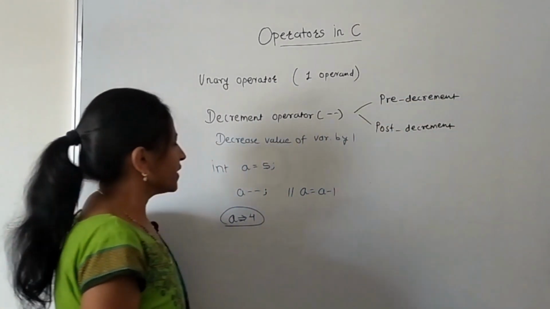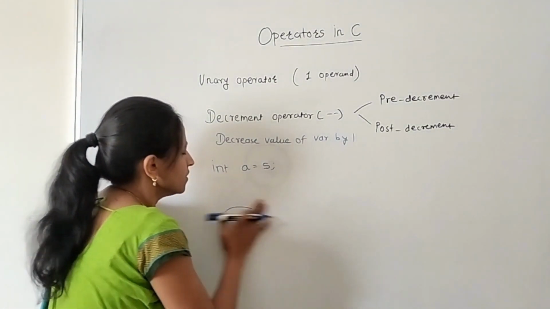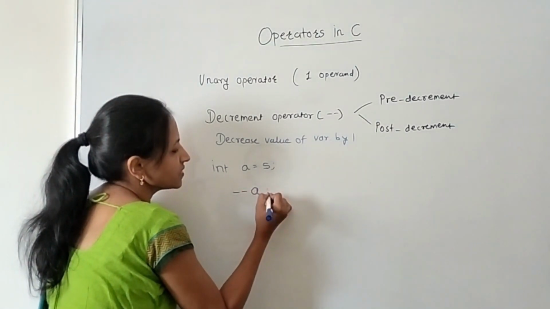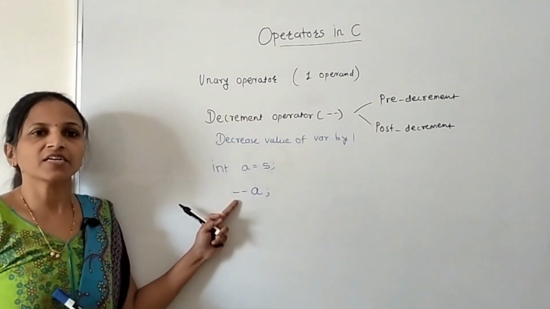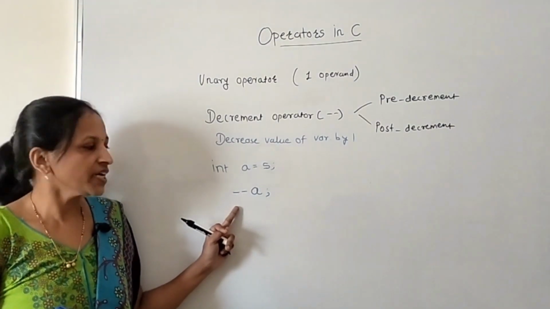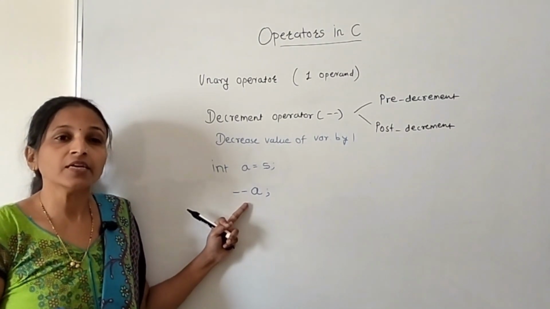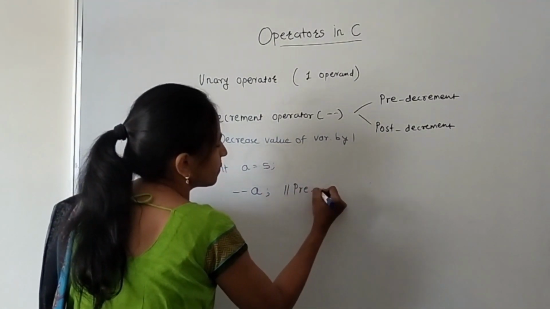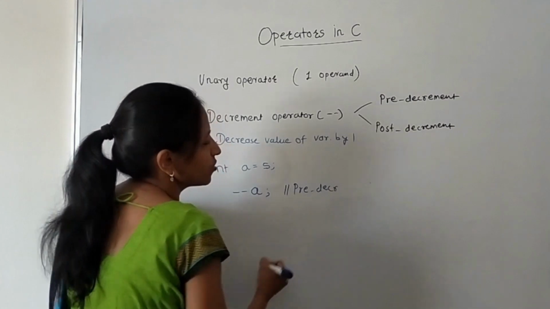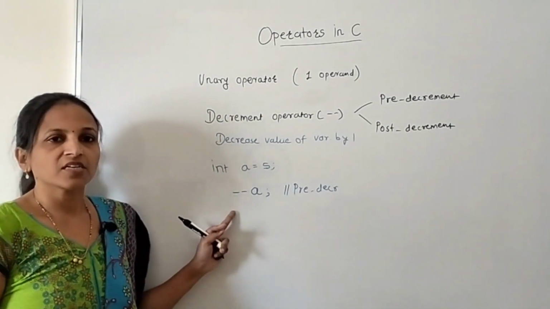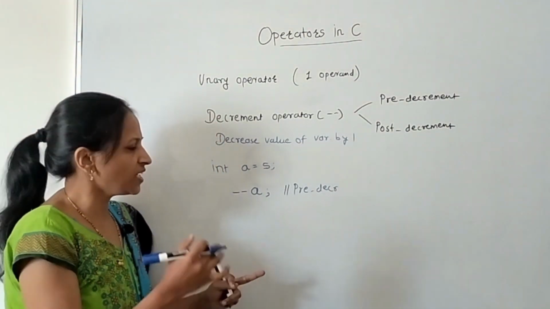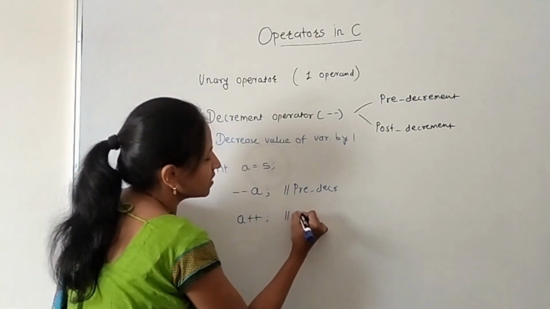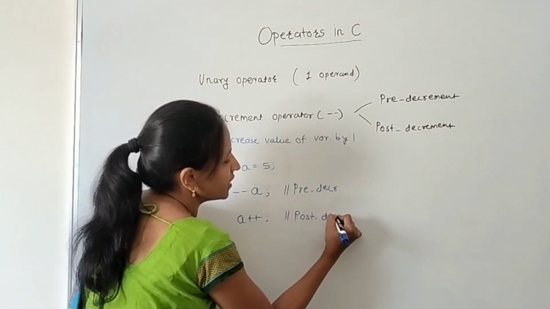Okay, now what is pre-decrement? See, suppose I am writing like this, minus minus a. We have written that operator before the operand. Okay, this style is called the pre-decrement operator. Now what is the meaning of this pre-decrement operator? Again, in pre as well as in post, suppose I am writing in this way, a minus minus, then that will be the post-decrement operator.